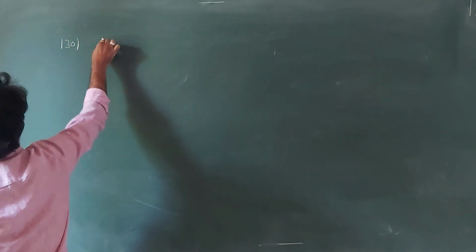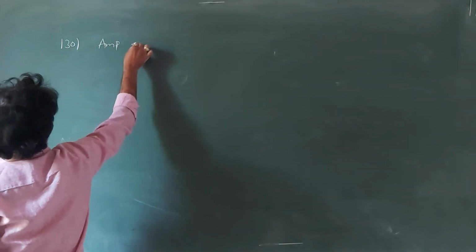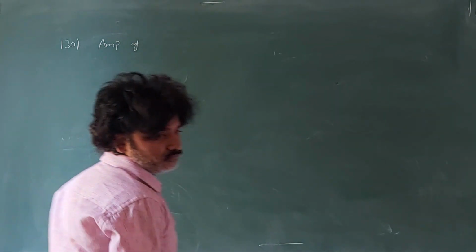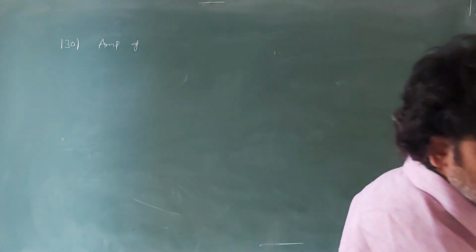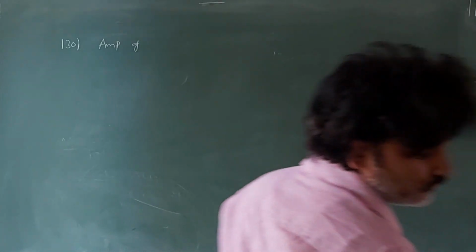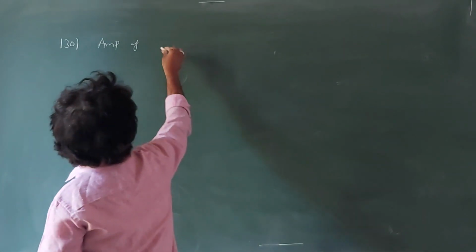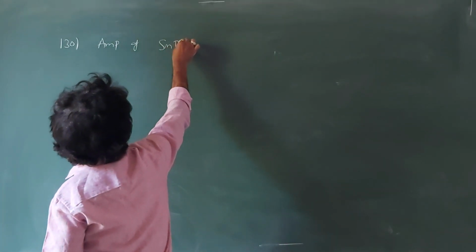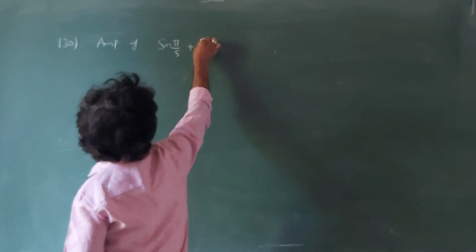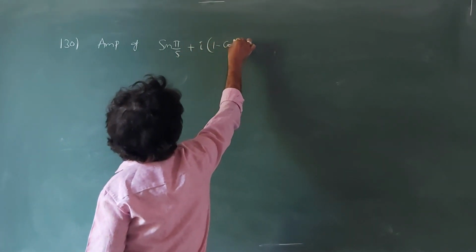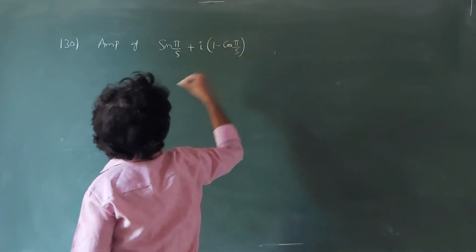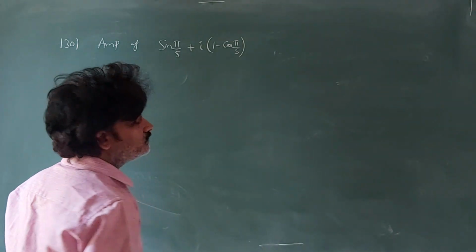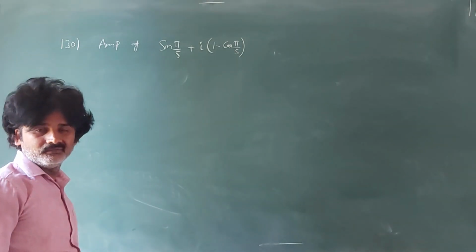Problem 138: the amplitude of a complex number. What is the complex number? Sin pi by 5 plus i into (1 minus cos pi by 5). For this complex number, we need the argument or amplitude.